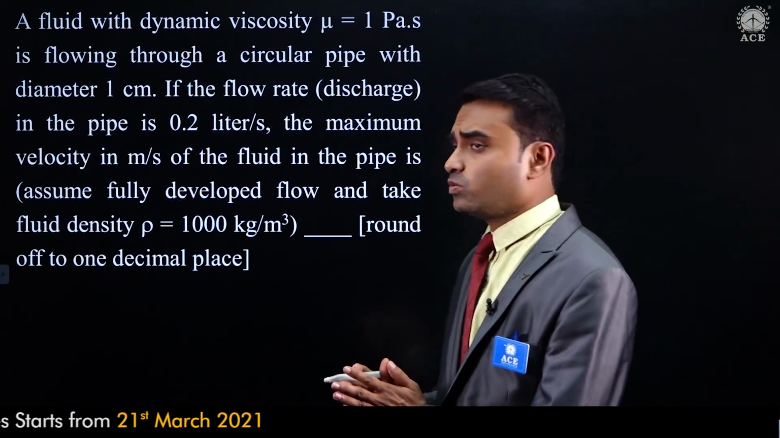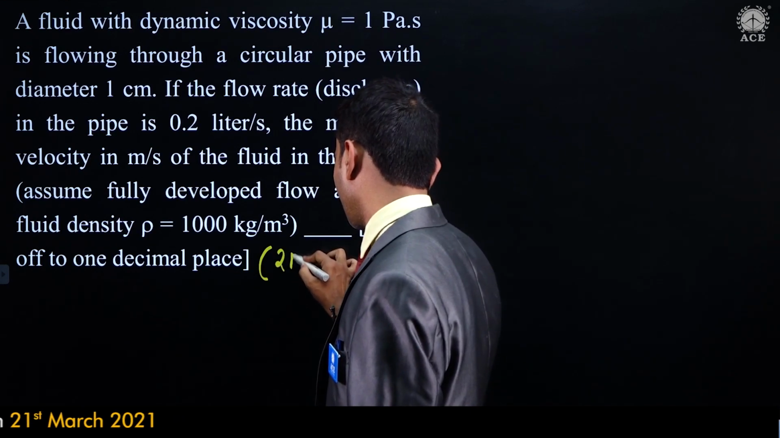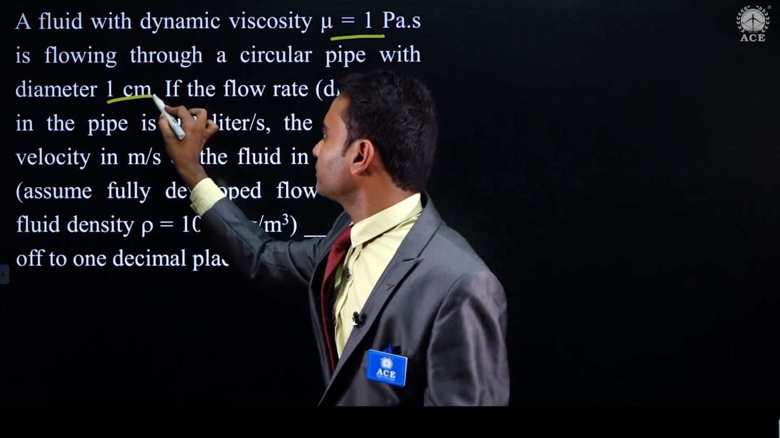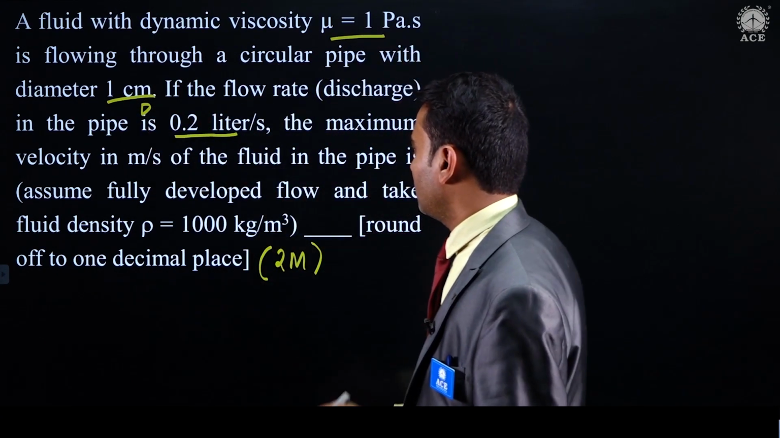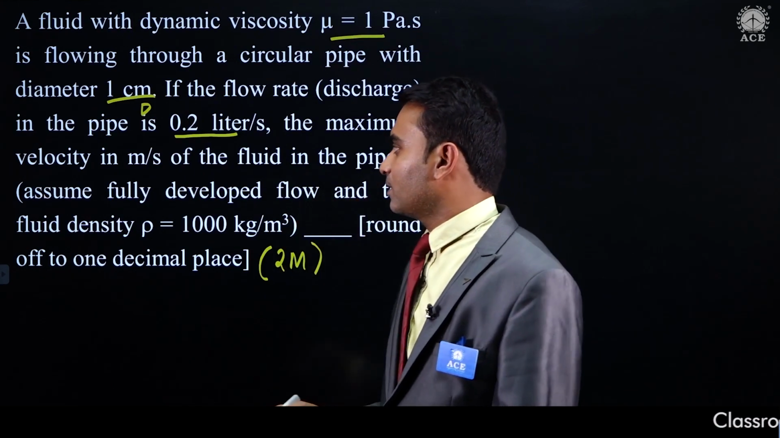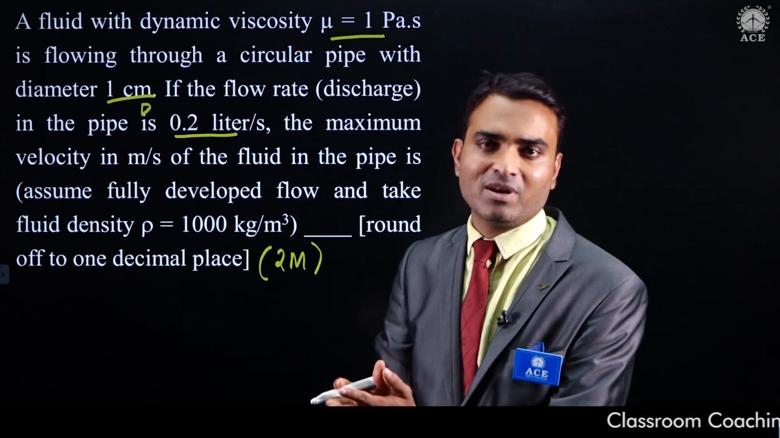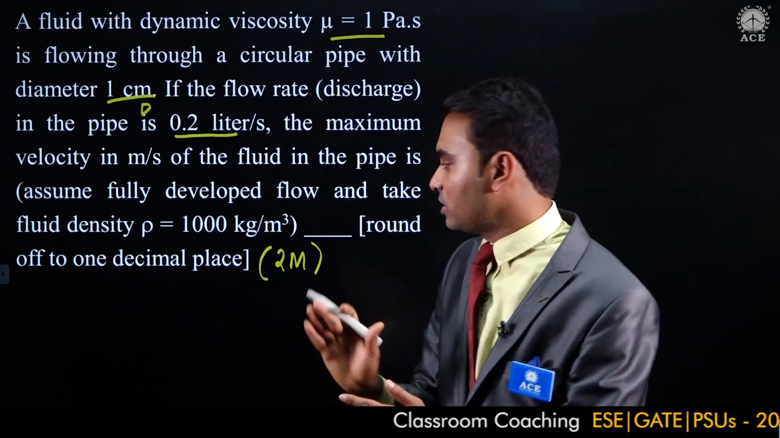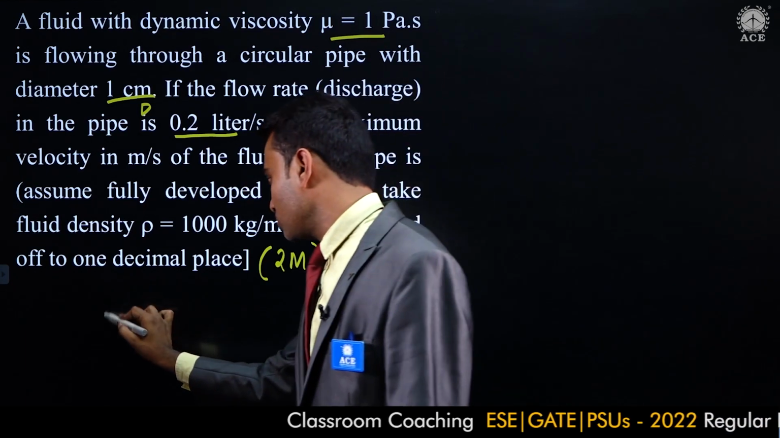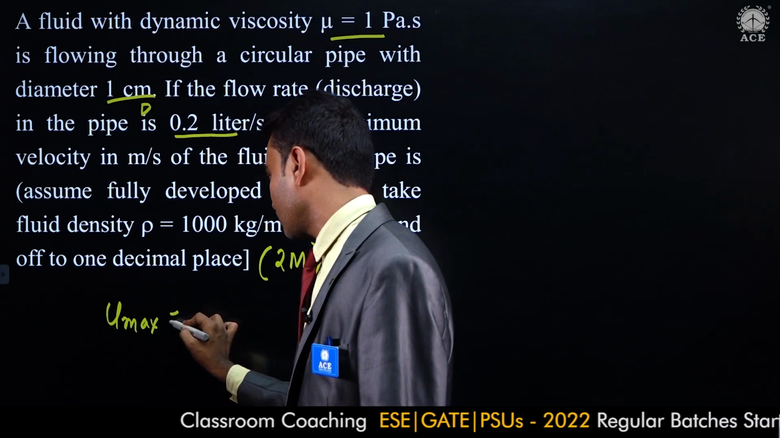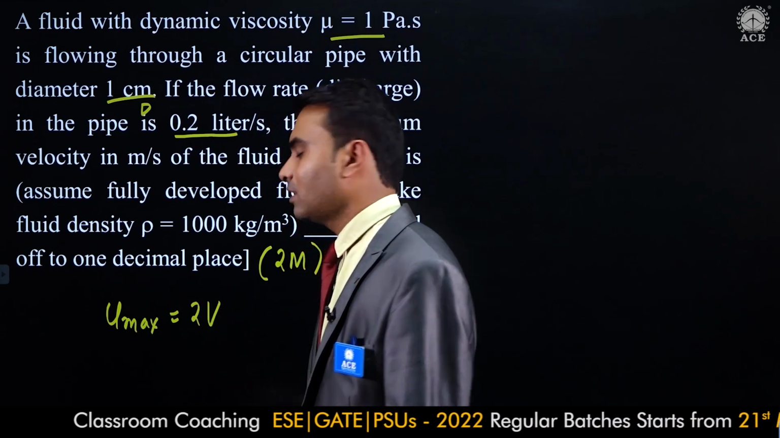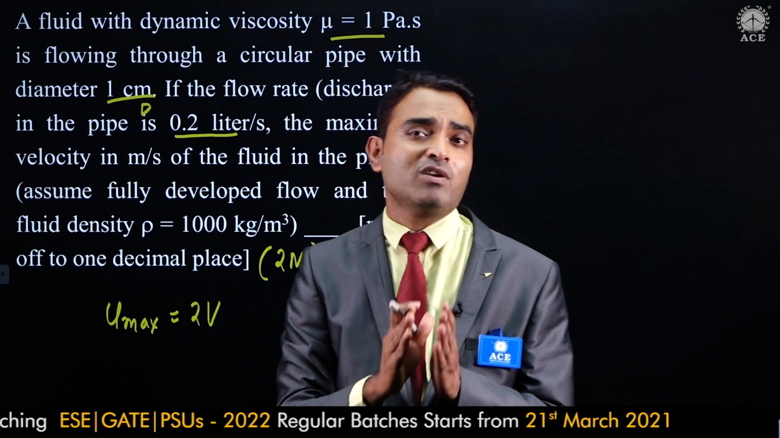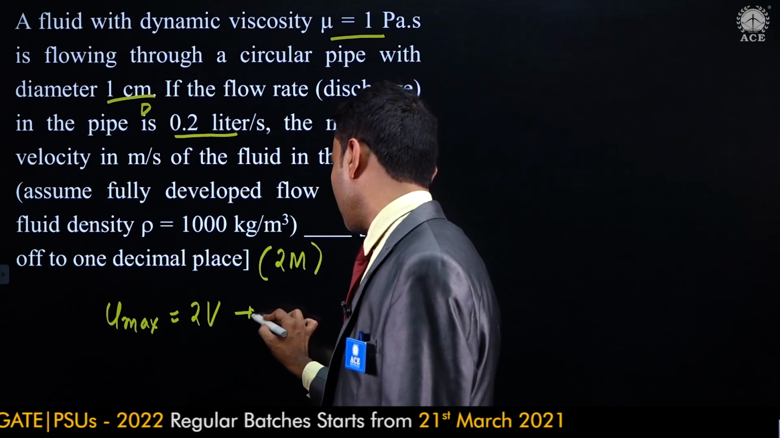Look at this question. This question was asked for 2 marks. This is a simple question only. In the question, viscosity is given, pipe diameter is given, discharge is given. He is asking the maximum velocity. So usually such questions are for laminar flow, right? Because for laminar flow, the relation between maximum velocity and average velocity is very simple. For laminar flow, maximum velocity is 2 times the average velocity. For turbulent flow, the relation between maximum velocity and average velocity depends upon the friction factor, right? So this is for laminar flow.